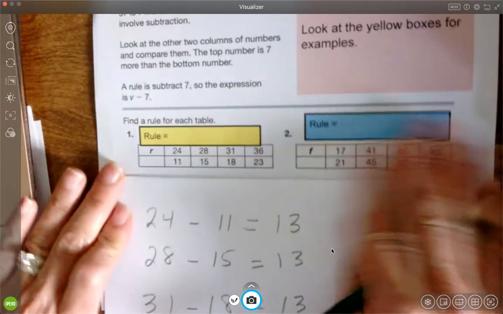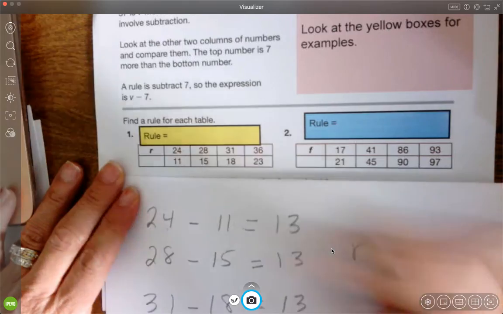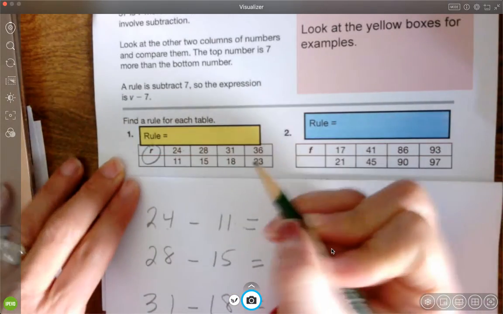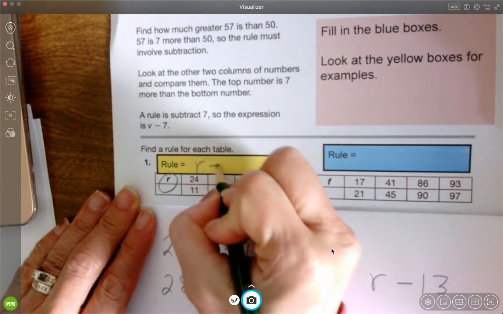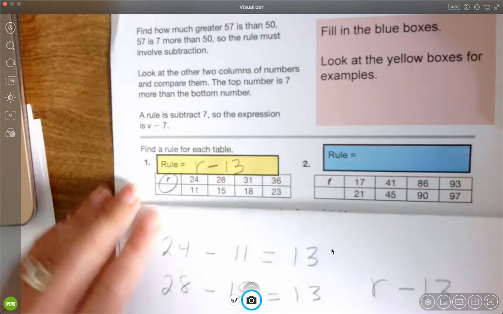So my rule for this table would be R, because that's what we have here, R take away 13. So up here in my rule, I would write R minus 13.